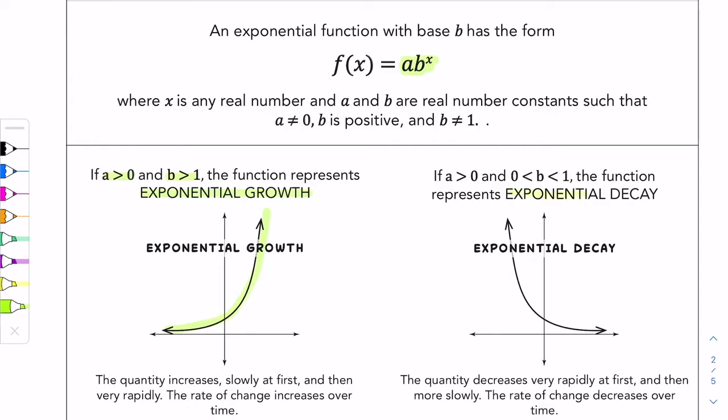Exponential decay is when your a value is greater than 0 and your b value is between 0 and 1. In this case, the quantity decreases very rapidly at first, and then it starts to slow down. In either case, for these parent functions, the horizontal asymptote, abbreviated HA, is always going to be at y equals 0. Until that graph shifts up or down, that's where the horizontal asymptote is.